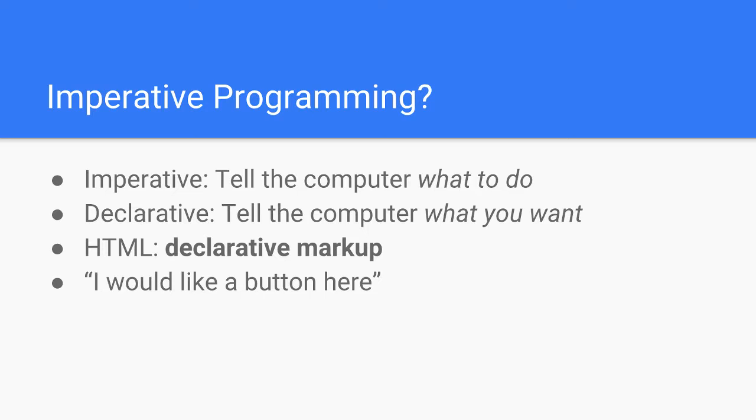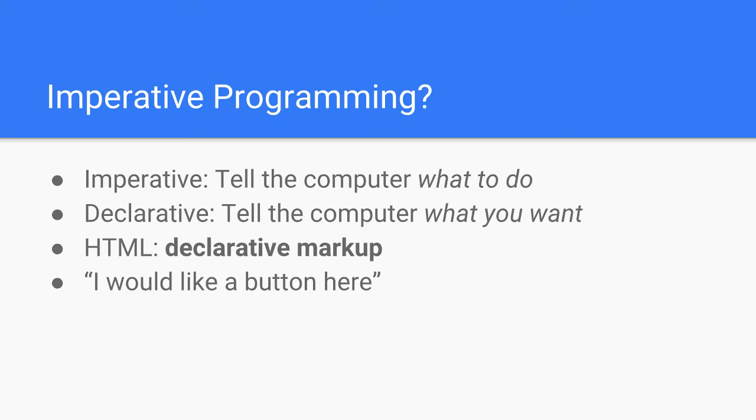You're saying, here's a list of things that you should do, and the computer does the list of things in the order you give it. This is different than declarative, which is very similar to what you've been doing with web pages and HTML, which is when you tell the computer what you want. So it sounds kind of similar, but it's very important that it's different.